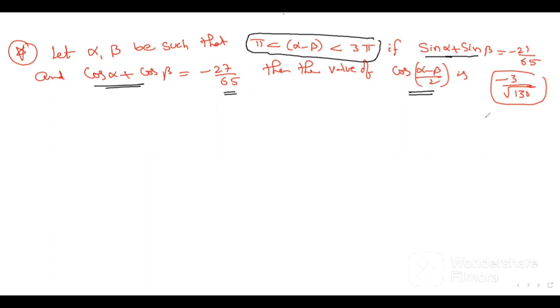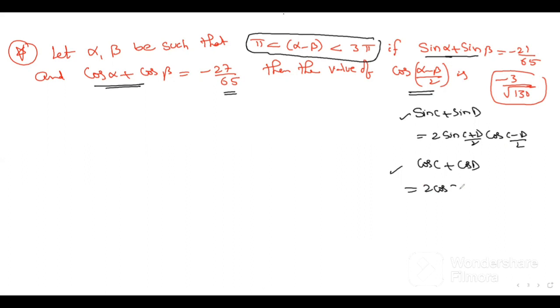Here we have the formula for sin C plus sin D. What is the formula? It is 2 sin((C plus D) by 2) into cos((C minus D) by 2). And for cos C plus cos D, we have 2 cos((C plus D) by 2) into cos((C minus D) by 2).